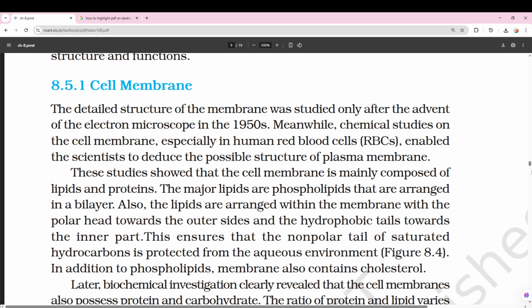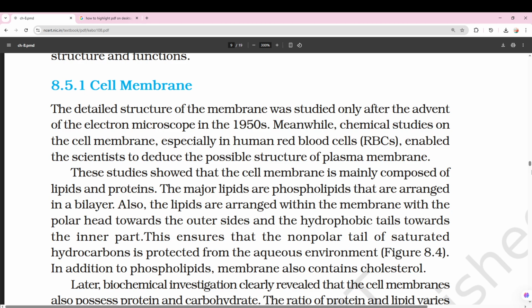Cell membrane. The detailed structure of the membrane was studied only after the advent of the electron microscope in the 1950s. Meanwhile, chemical studies on the cell membrane, especially in human red blood cells (RBCs), enabled scientists to deduce the possible structure of the plasma membrane. These studies showed that the cell membrane is mainly composed of lipids and proteins.